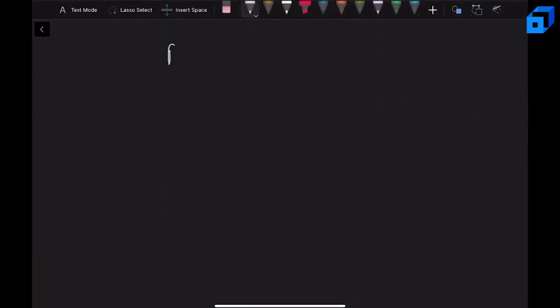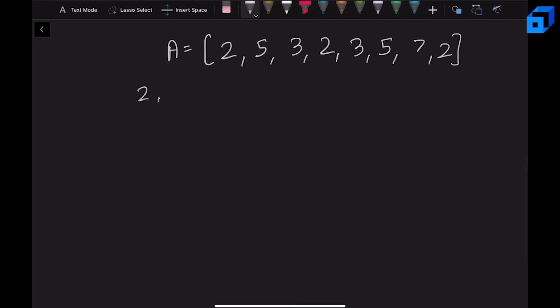So let's actually take a bigger array 2, 5, 3, 2, 3, 5, 7. Let's actually add another 2. So since we need to find subsequences, we can actually ignore the order of elements because the subsequence is equivalent to choosing some elements out of the given elements, and the order here does not matter. So we can actually sort this array. So this will be 2, 2, 2, 3, 3, 5, 5, 7.